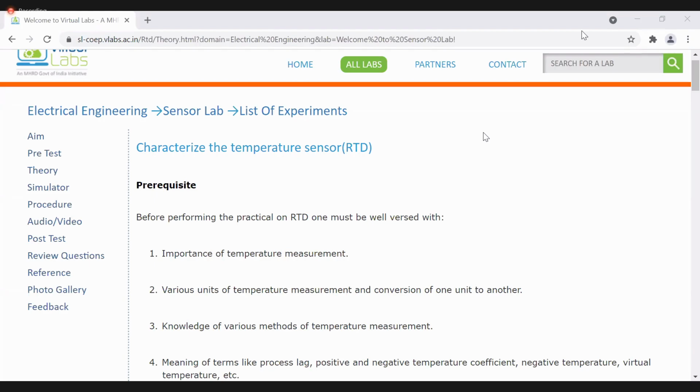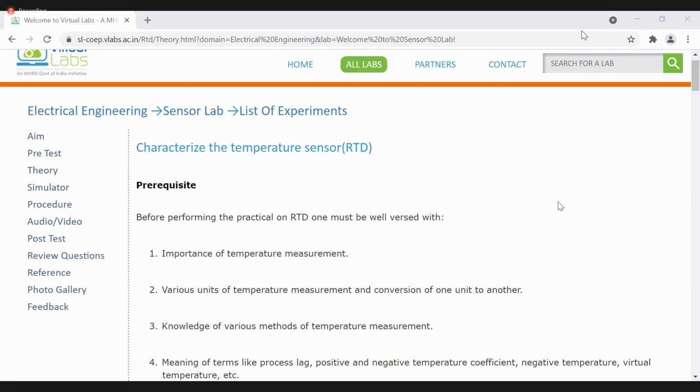Sir, the purpose of RTD is to measure the temperature with respect to the resistance of a material that is used in the RTD. Very good. What is the full form of RTD? Resistance temperature detector. Yes, sir. Very good.